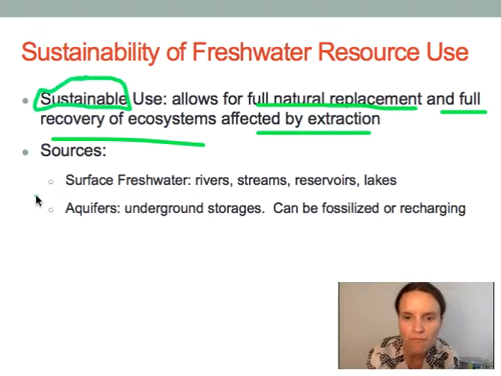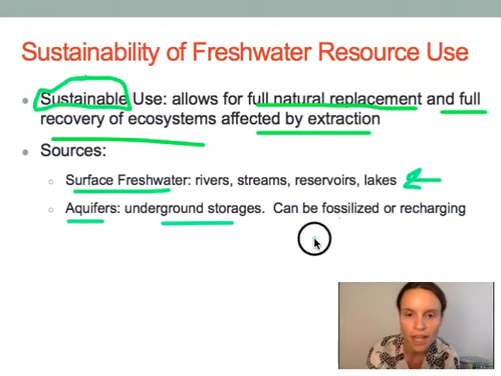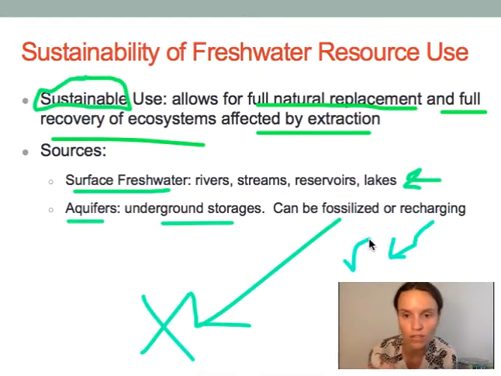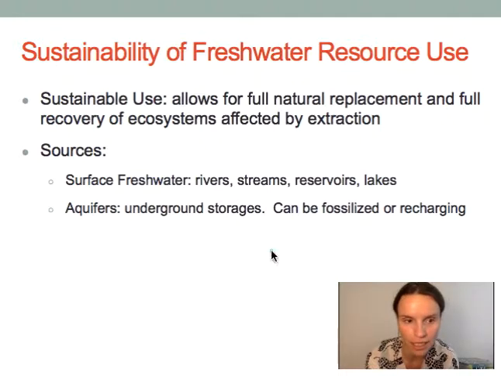There's basically only a few places that usable freshwater comes from. The first is surface freshwater, so reservoirs, lakes, rivers, and streams. And the second is aquifers, and those are underground storages of water. They can be fossilized, which means they are no longer available for use. Their recharging system has been cut off. And they can be recharging, which means that they are still filled up, but in order for the use to be sustainable, you need to extract water at the same rate at which it is entering the aquifer. And we have a problem doing that, generally.